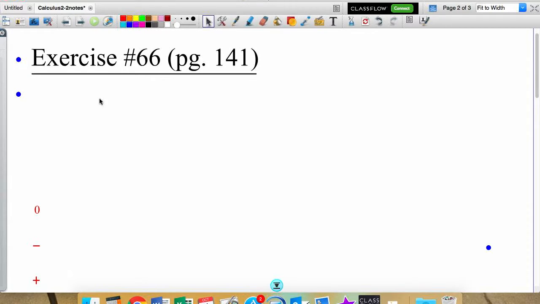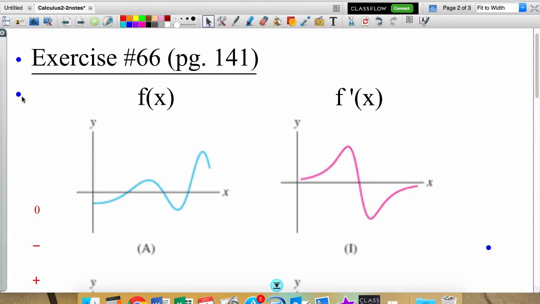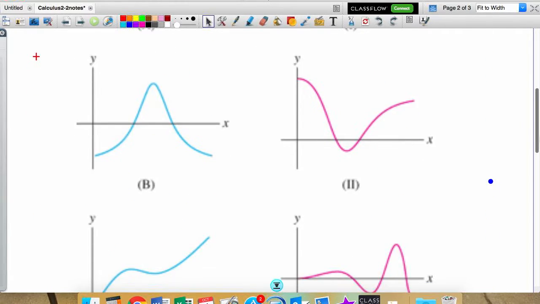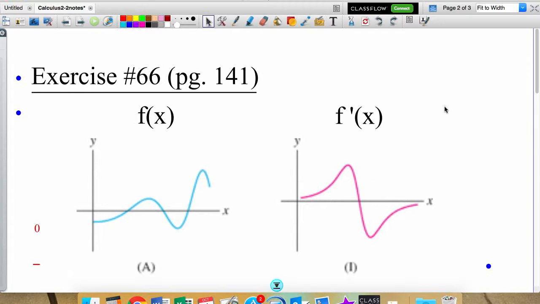Let's go ahead and take a look at exercise 66 from your book on page 141. I'm going to put the graphs up on the board, but feel free to look at a textbook if you want to go back and forth between each of the graphs on your own. You'll notice that the graphs on the left in blue are all of your f of x functions, and the graphs in pink are your f prime functions.